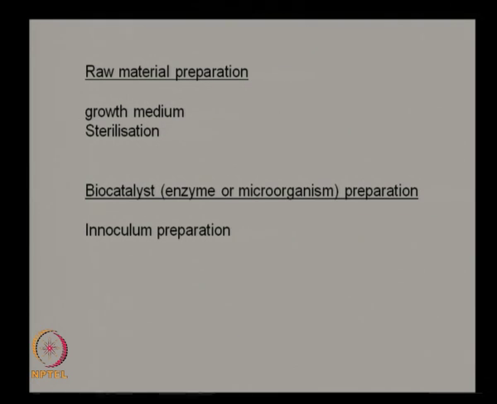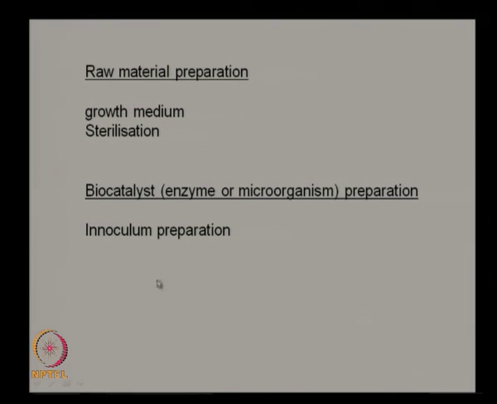We are preparing the growth medium. Growth medium means it may have a carbon source, nitrogen source, minerals, micronutrients, salts, everything which are needed for the growth of the microorganism. Then you need to sterilize all the growth media, because whatever you feed into your fermenter has to be completely sterilized. So this is what is called a raw material preparation section.